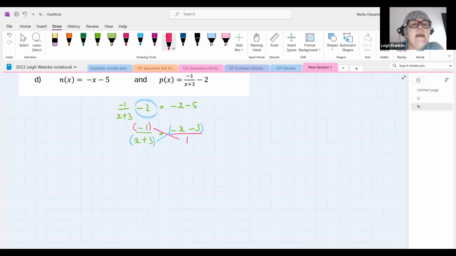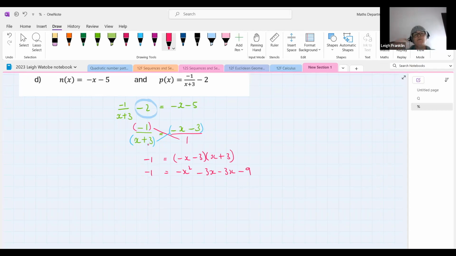Okay, so on the left, we have -1. On the right, we have -x minus 3 multiplied by x plus 3. Now we're going to do FOIL, get rid of our brackets. This would leave us with -x squared minus 3x minus 9. And now it's the same old thing.